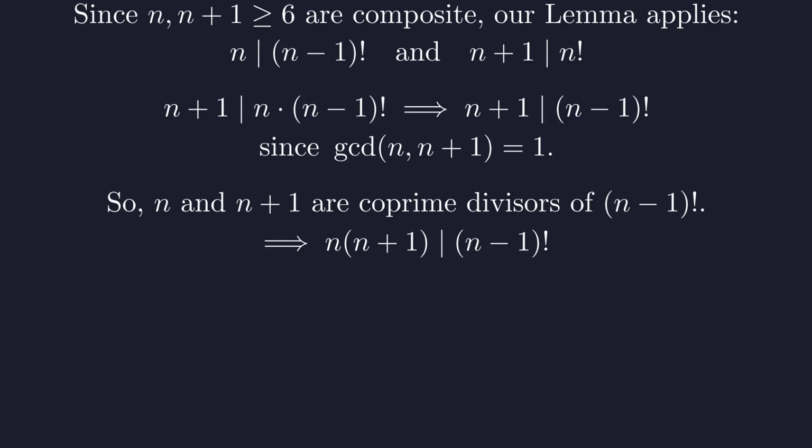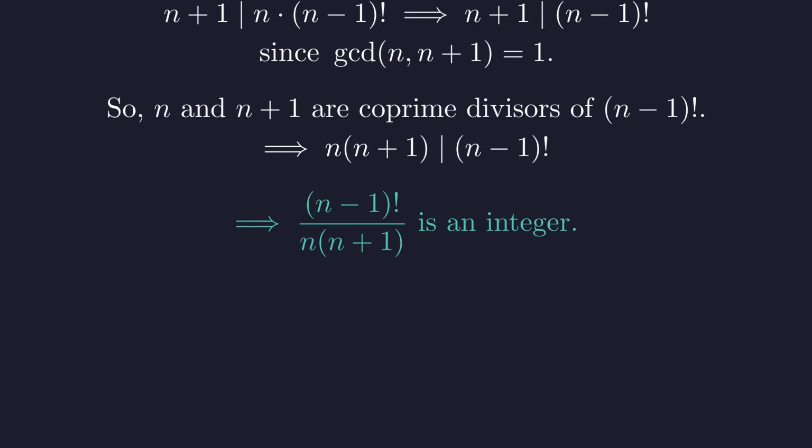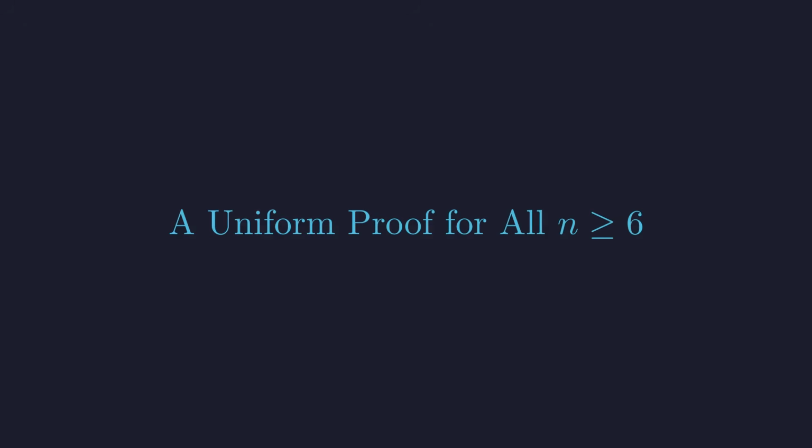Beautiful. Now we have both n and n plus 1 dividing (n minus 1)!. Since they're coprime, their product n times (n plus 1) must divide it too. So in this special case where both n and n plus 1 are composite, our expression is definitely an integer. But we still need to show it's even. The approach we just saw is nice, but it only works when both numbers are composite. What we really need is a method that handles all cases.